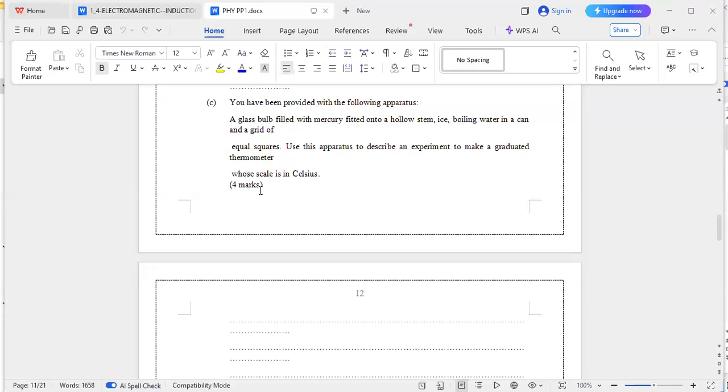And we are using what? Steam. We are not using boiling water. If you have to use boiling water, then you must ensure that this water is very pure. Number two, you are operating at sea level. Sea level means the normal pressure, 76. But since we may not get sea level, we will use steam.